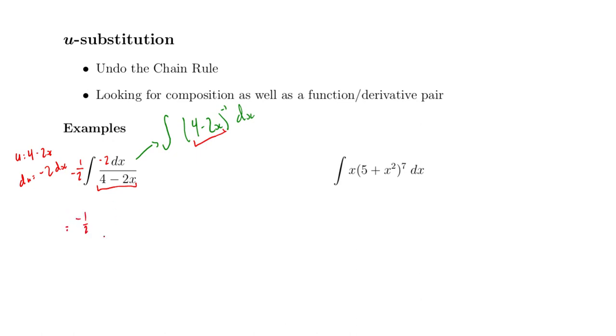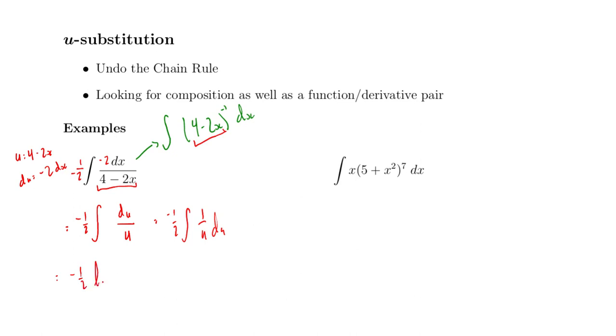Now, what we have is negative 1/2 times this part in the numerator becomes du, and the part in the denominator we defined as u. So we have negative 1/2 integral 1 over u du. This is an easy integral. We know that the antiderivative of 1 over u, or at least one of the antiderivatives of 1 over u, is going to be this natural log function.